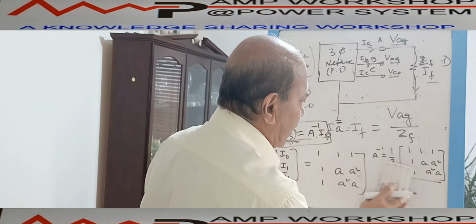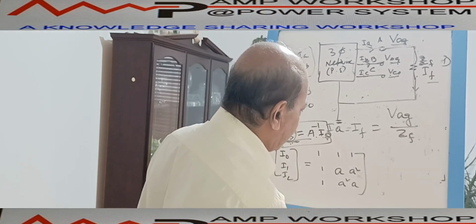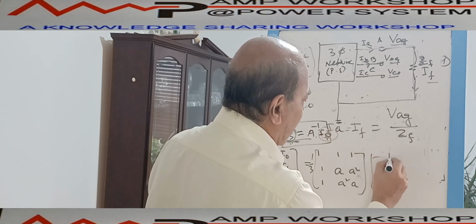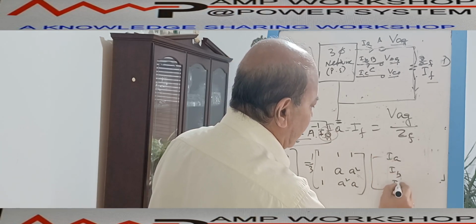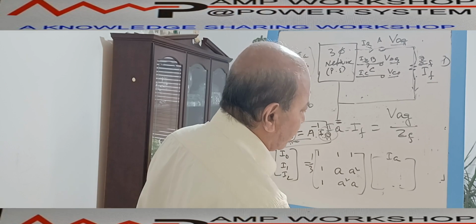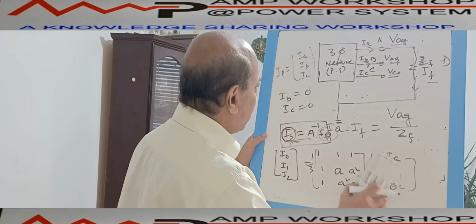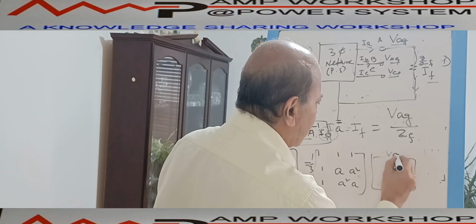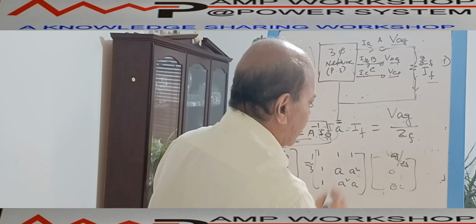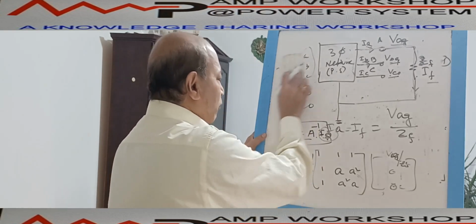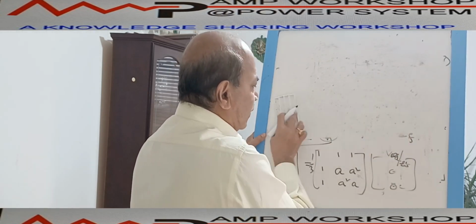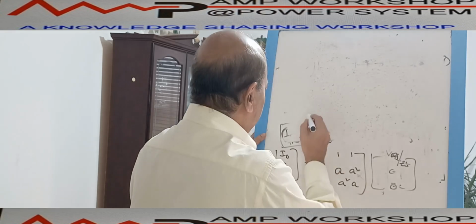So if we put in this phase current matrix, what do we get? This is 1/3 into the phase current IP, which is IA, IB and IC. Now IB and IC both equal 0, so we can put 0, 0. And IA we have found equals VAG by ZF. So this is a 3 by 3 matrix multiplied by a 3 by 1 matrix, giving I0, I1 and I2.